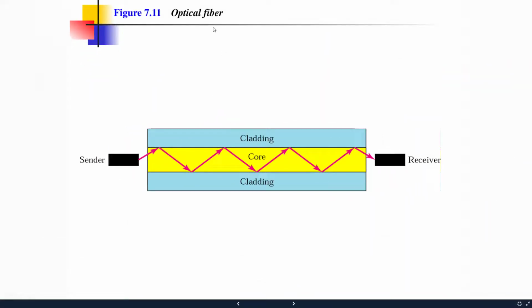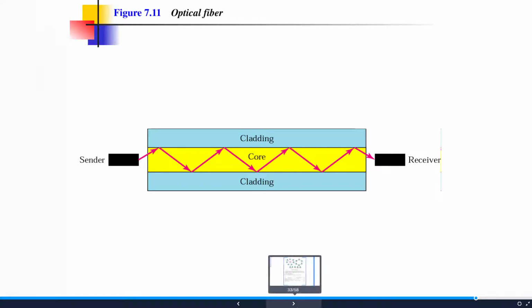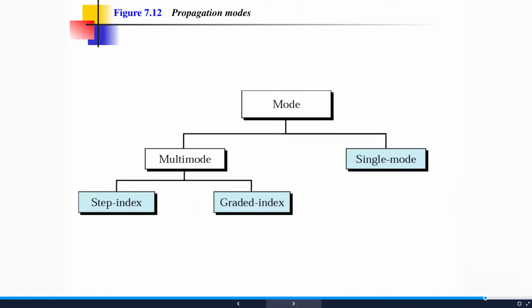So this is the detailed view of a fiber optic cable. So sender, receiver, and then data passes here through the core, bounces from one end to another. And these are the propagation modes: single mode, multi-mode. So you have step index and graded index.